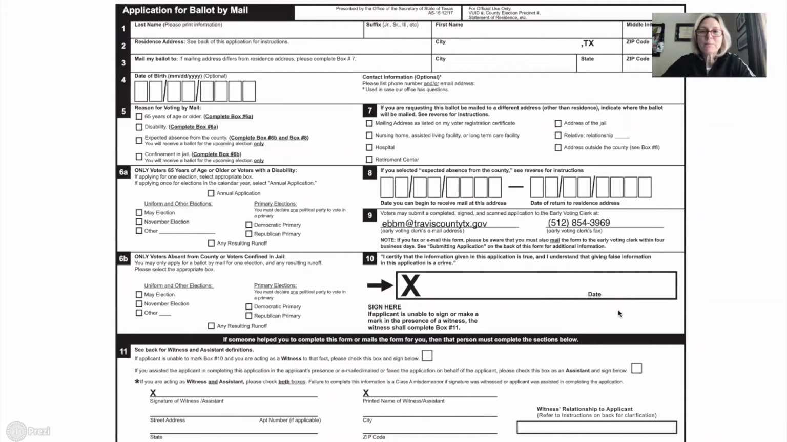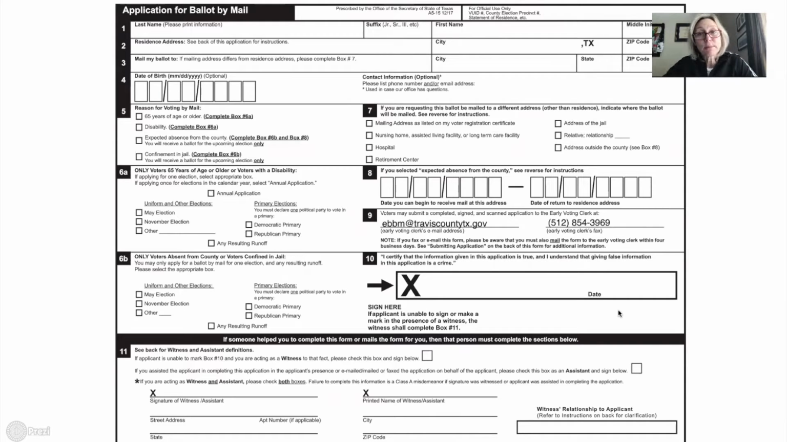Good morning, everyone. I'm Michelle Moon Reinhardt with Blue Action Democrats, Southwest Austin, and I'm here to talk to you about an application for a ballot by mail. Now, this is the perfect time of year to complete a ballot by mail.